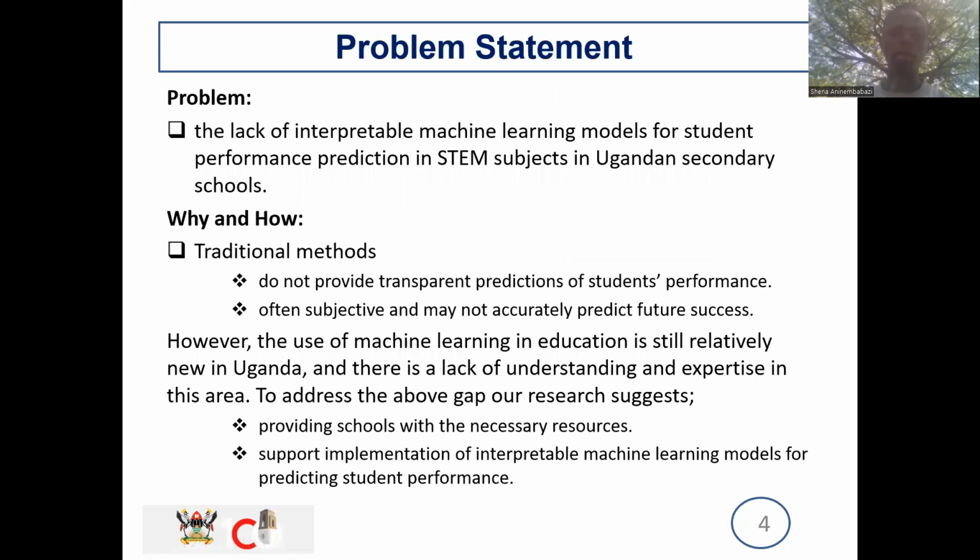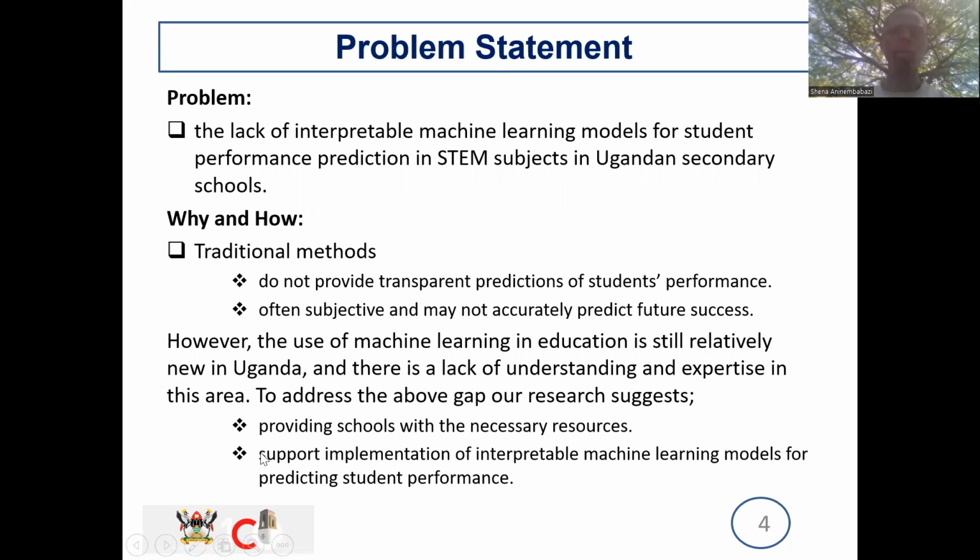Our problem statement: lack of interpretive machine learning models for student performance prediction in STEM subjects in Ugandan secondary schools. Currently, there are no models that are doing that in Uganda. So we want to do it and be of help to those schools. And we need an impact on the education system currently. So that is the problem statement. Because currently there are traditional models of doing things, and we want to overcome that.